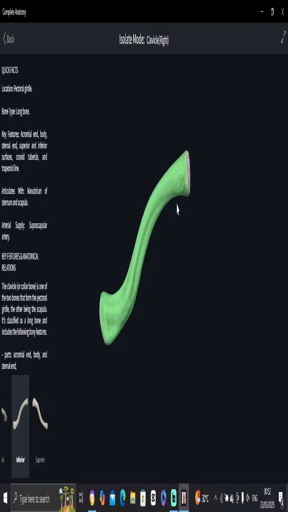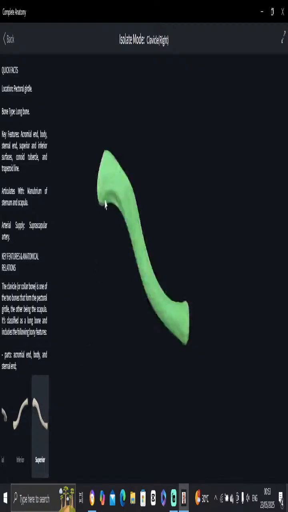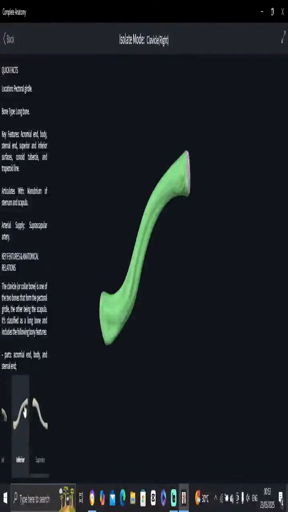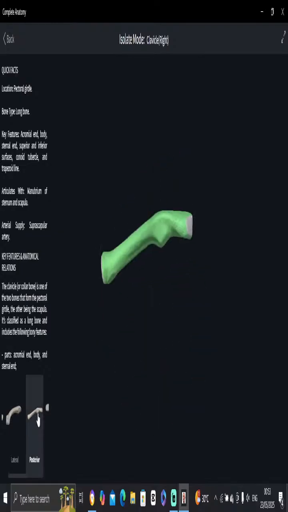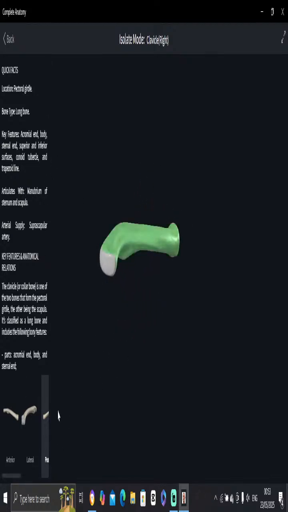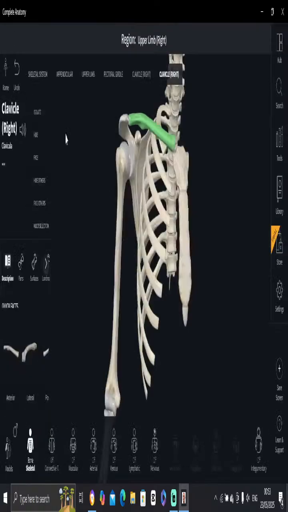You can see there's a notch, or a tuberosity here, where a ligament attaches to this aspect. But if you look at it from the superior surface, you can see it's relatively smooth when compared to the inferior surface of the clavicle. Then looking at it from the posterior aspect, this is the posterior aspect of the clavicle. So basically, that is the clavicle.